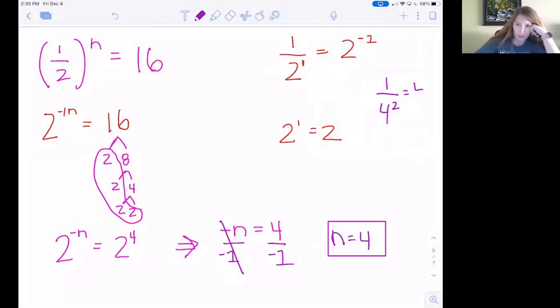Okay, so what I was saying is if you see a fraction, like if I have 1 over 4 to the 2, I can just bring it up and say, this is the same as saying 4 to the negative 2. If you have 1 over just 4, what I can do is pretend like there's a 1 exponent here, and then say this is 4 to the negative 1.